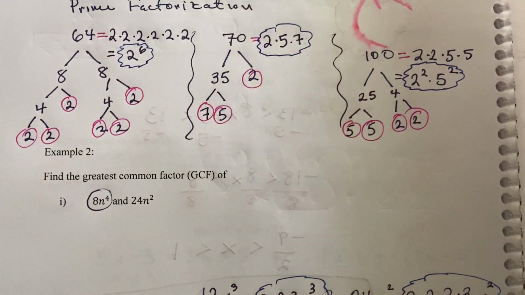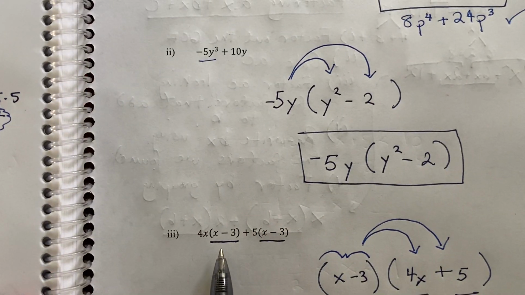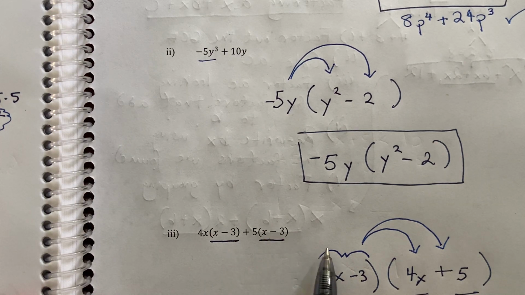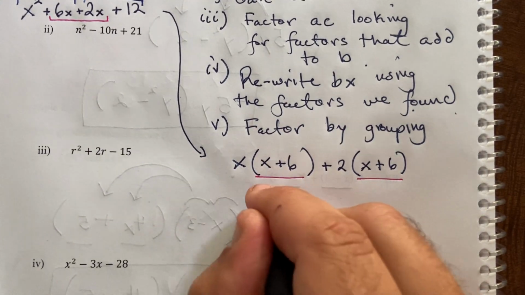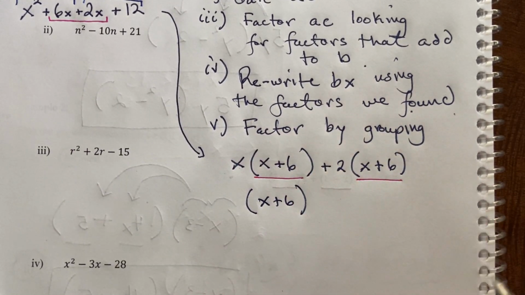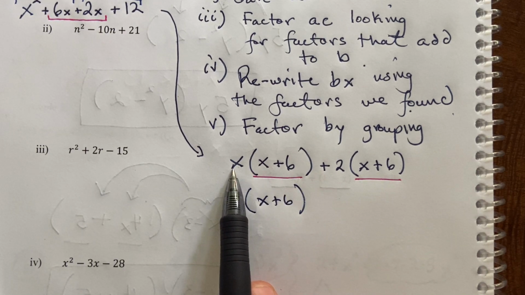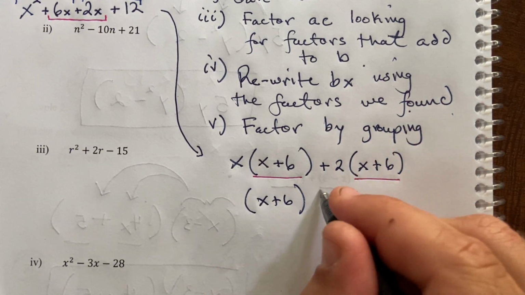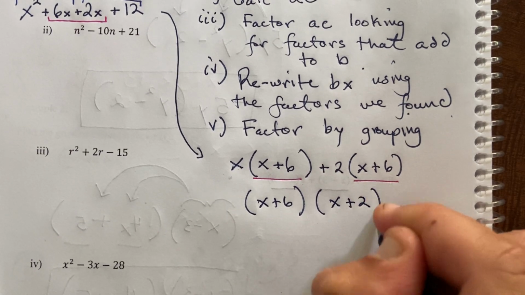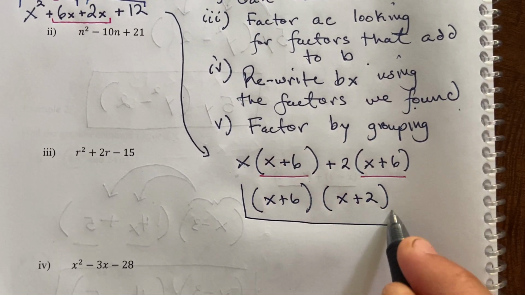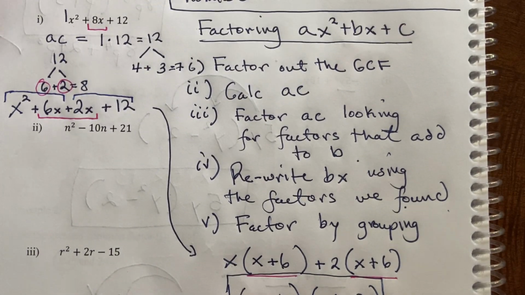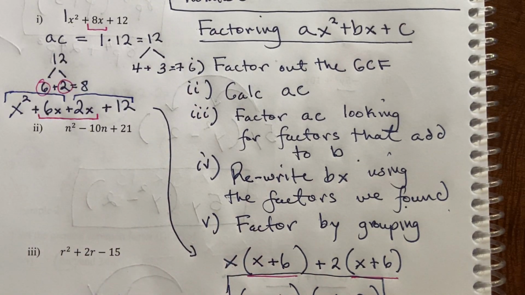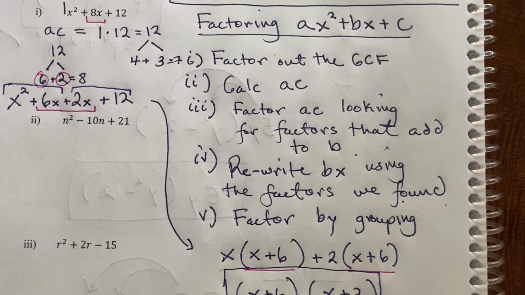Similar to that previous one, where we had this commonality and I just factored it out, now I'll factor out x plus 6, leaving behind x plus 2. And this is the factored version of what we started with up there. Okay.